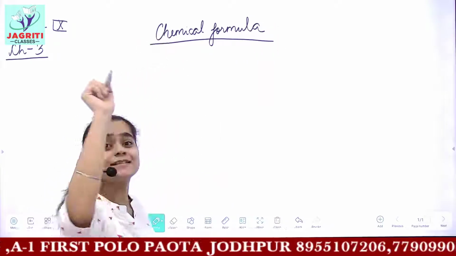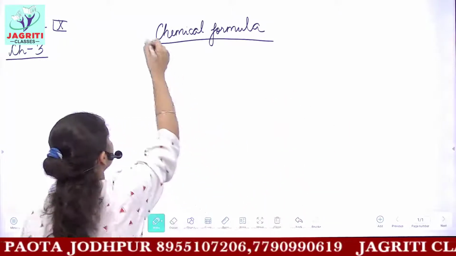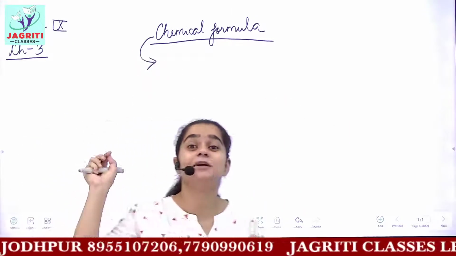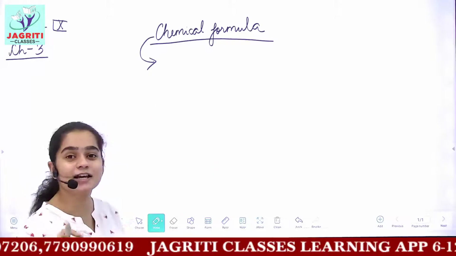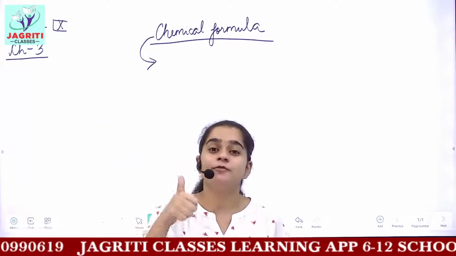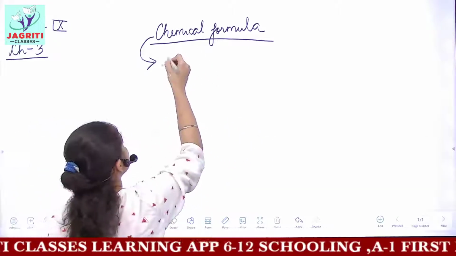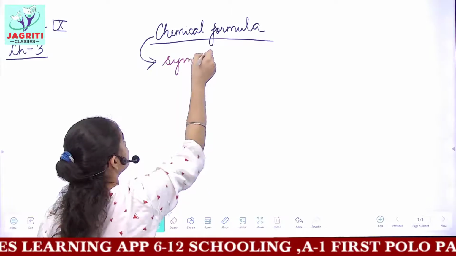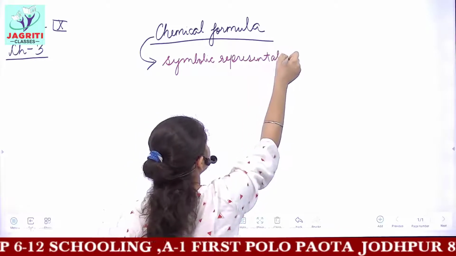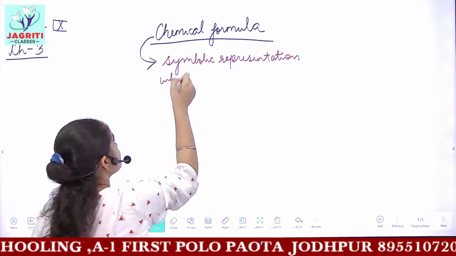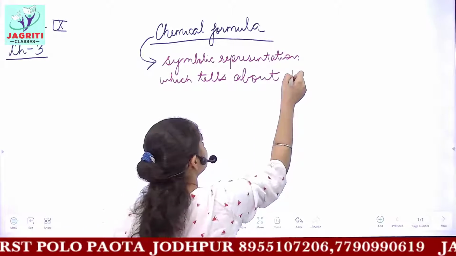Now before starting the steps on how to write the formula of a given chemical compound, what we need to know is: what do you understand by the term chemical formula? What do you understand by this term? Chemical formula is just the chemical representation which tells us the composition of the compound. Chemical formula can be defined as the symbolic representation which tells about the chemical composition.